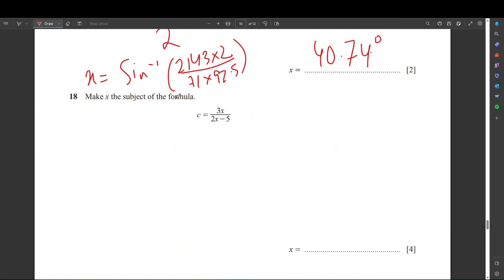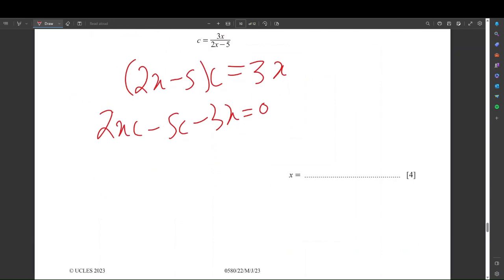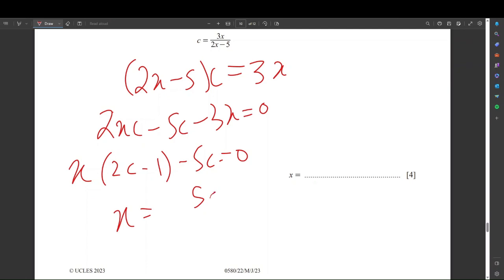Make x the subject of the formula. So I got 2x minus 5 into c is equal to 3x. So 2xc minus 5c minus 3x is equal to 0. Then take x common. I got x into 2c minus 1 minus 5c is equal to 0, and then I get x is equal to 5c divided by 2c minus 1.